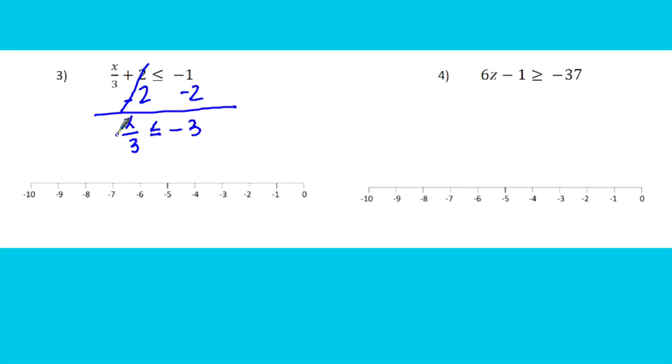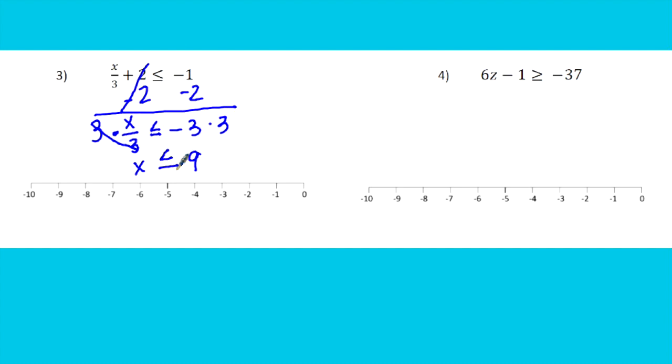So to undo this division by 3, I'm going to multiply by 3 on both sides. When I multiply by 3 over here, I'm left with x. On this side I have negative 3 times 3 is 9. Now I am multiplying by a negative on this side, but the side that I multiplied with on my variable, this was a positive number that I multiplied by. So our sign will not flip here. It's still going to be x is less than or equal to 9 here.